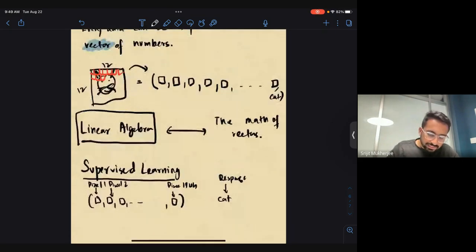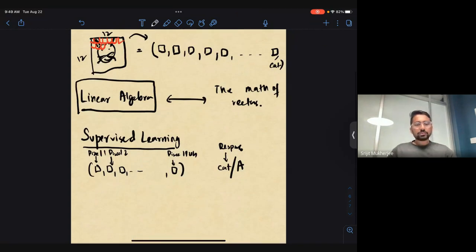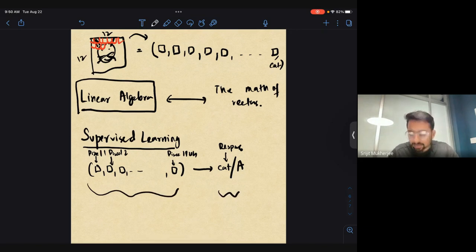Same thing. If it was A, it was the same thing. Probably I was going to teach you A. Okay, just the same thing. Or A. So based on these pixels, you want to learn which is cat, which is A, or something like that. I hope you got the example. Or dog or B. So what we are trying to do is find the relationship from this to this.